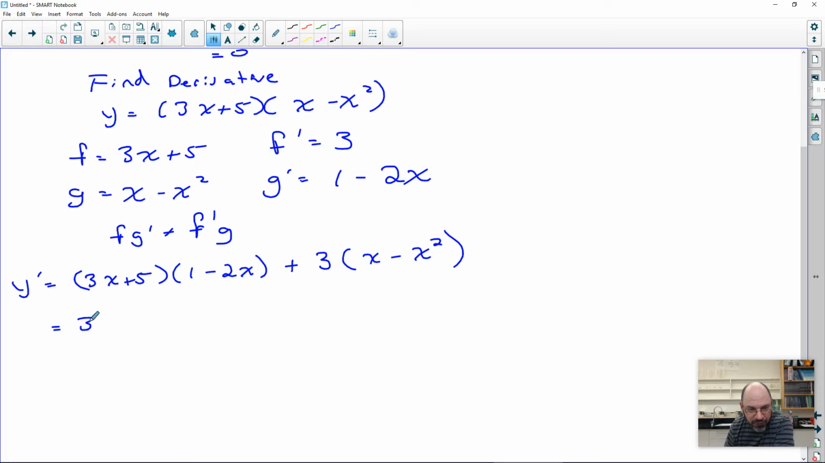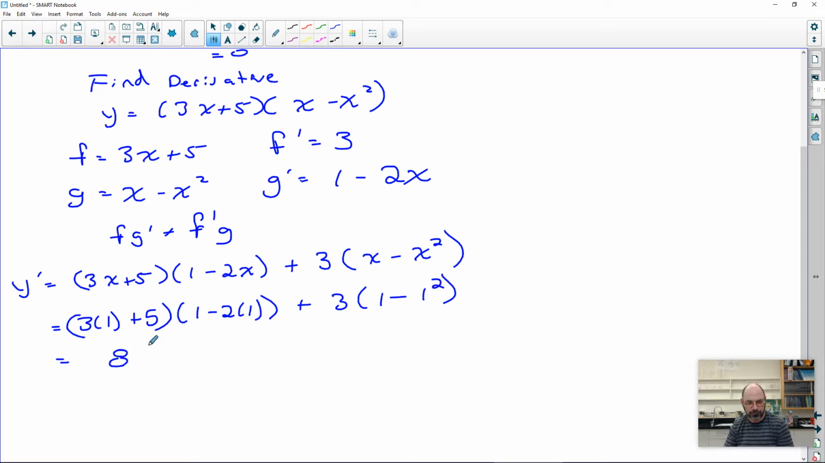So we're going to have to put a 1 in here and figure out what the slope is. So the slope is going to be 3 times 1 plus 5, times 1 minus 2 times 1, plus 3 times 1 minus 1 squared. So that's going to give us a 0 there. So this is going to give us 8 times, so 1 minus 2 is negative 1, plus 3 times 0, because 1 minus 1 squared is 0, so then it's going to give us equals negative 8. So our slope is negative 8.